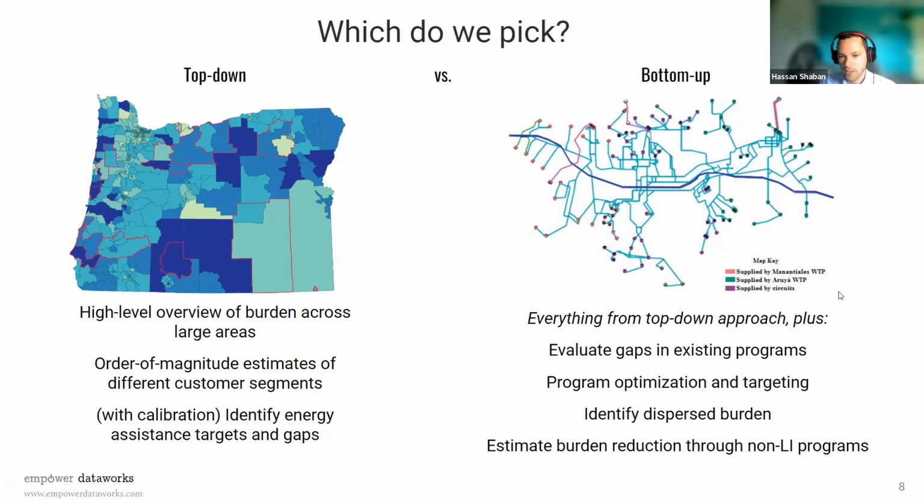But if you do a bottom-up exercise, the benefits are in getting a lot more granularity with regards to specific programs and specific customers, being able to understand how you can optimize and target programs, as well as this idea of identifying dispersed burden. Dispersed burden means that in many census tracts, energy burden could get washed out. If you have a lot of affluent customers, you might be missing the 5 or 10% of customers who do have a high energy burden if you're looking at it at that high level. But if you have the customer level data, you don't need to worry about that.